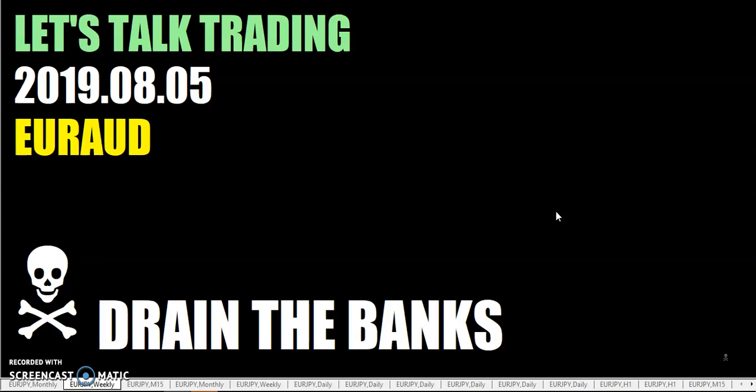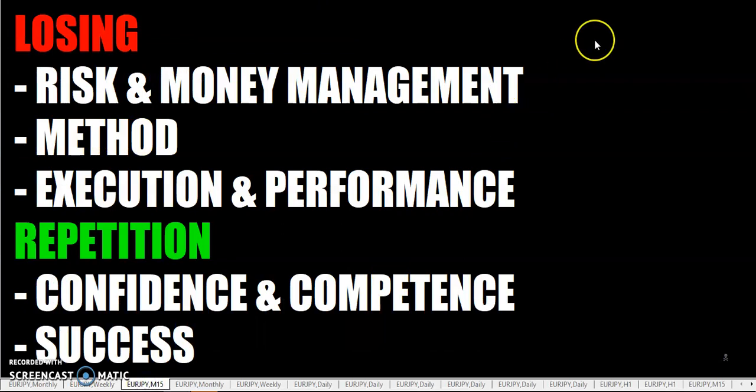EURAUD, Euro, Australian dollar. Well, this is the new pair we're going to be looking at for the rest of the month, or probably most of the rest of the month at least. And we're going to see just how we go about tackling a new pair. In yesterday's video, I showed you most of the frequency distributions to look at. Now, just remember, we're trading a new pair.